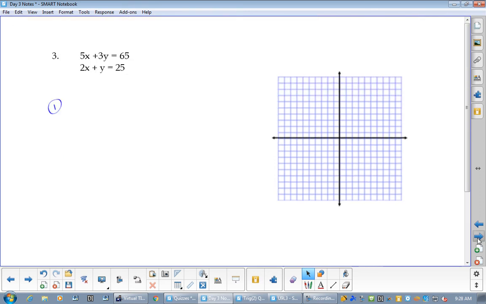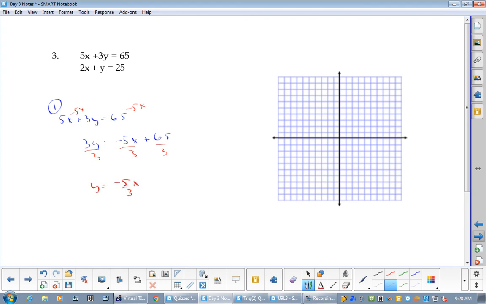Now, let's get this so it's y equals. We got 5x plus 3y equals 65. What's first? Minus 5x to both sides. So 3y equals -5x plus 65. Divide everybody by 3. And I'll get y equals -5/3 x plus 65 over 3.